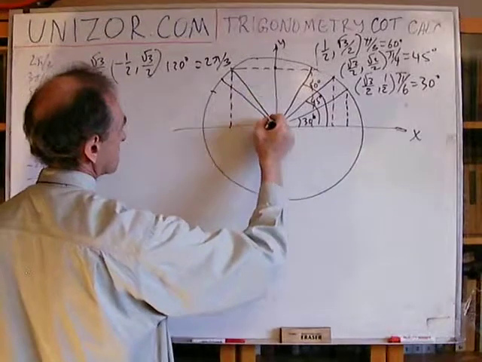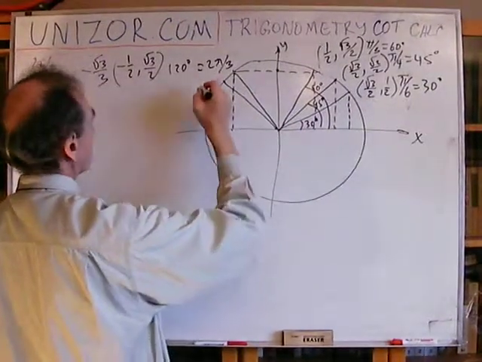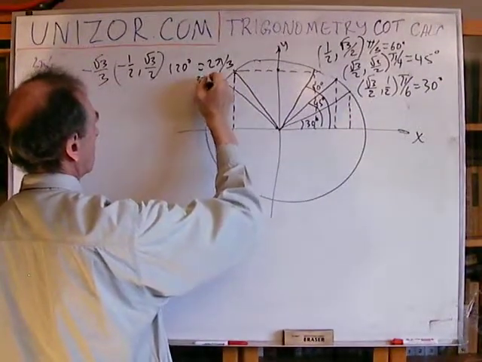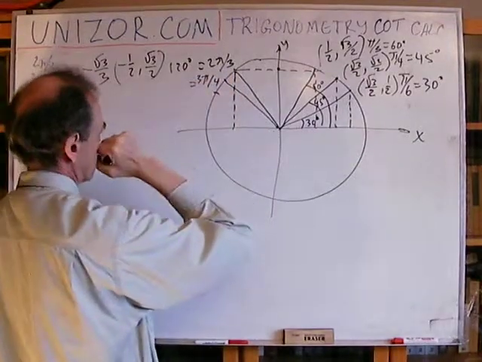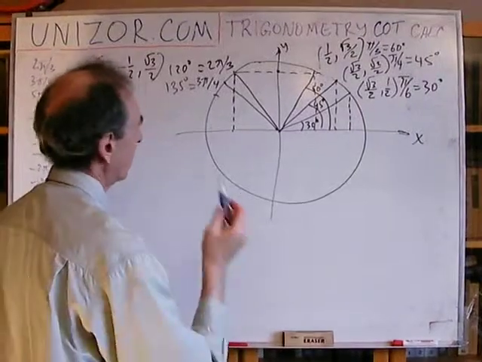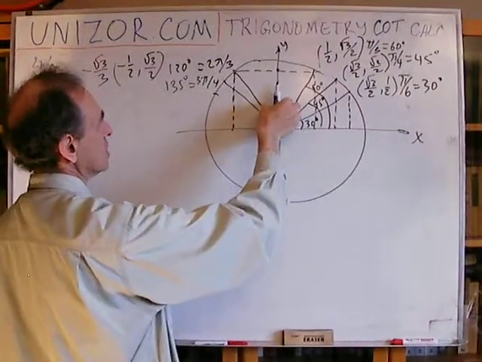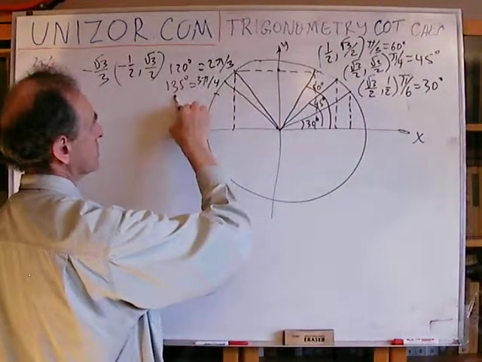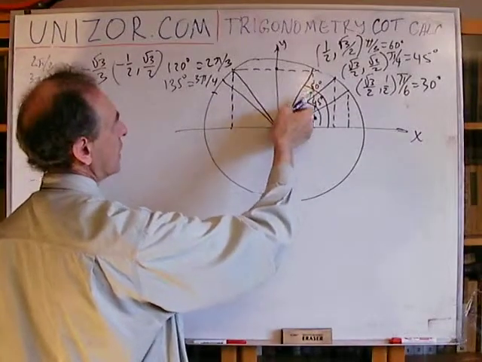This is 3π/4, which is 135 degrees. Now, same logic. 90 plus 45 gives me 135. 90 minus 45 gives me 45.